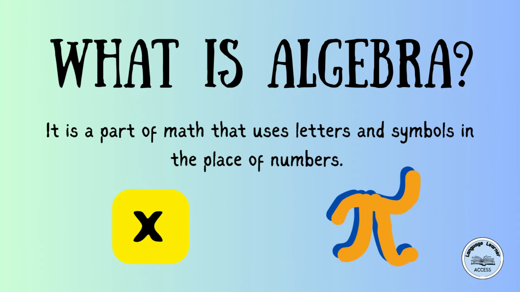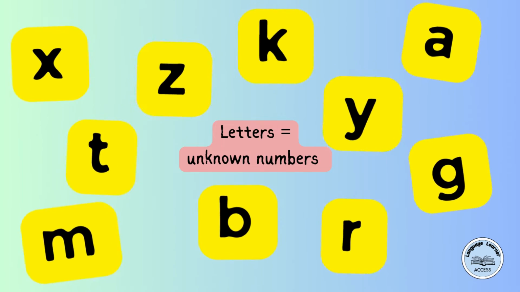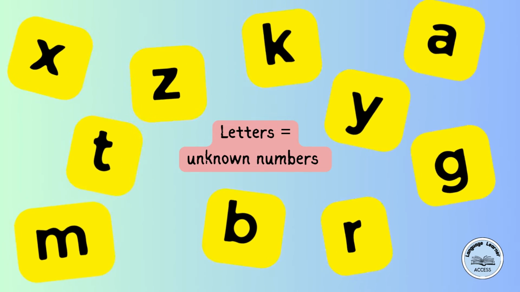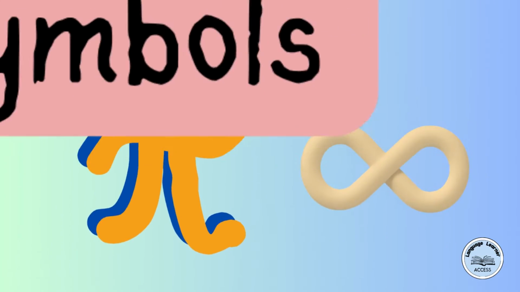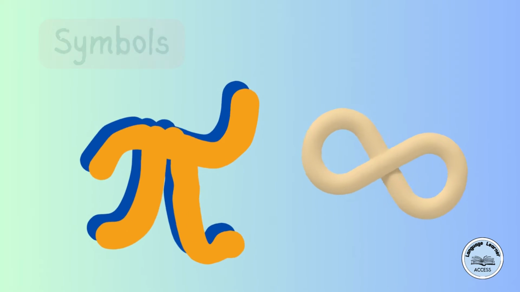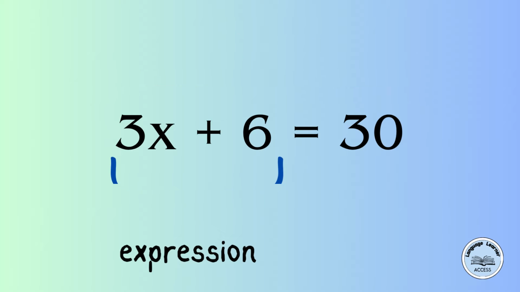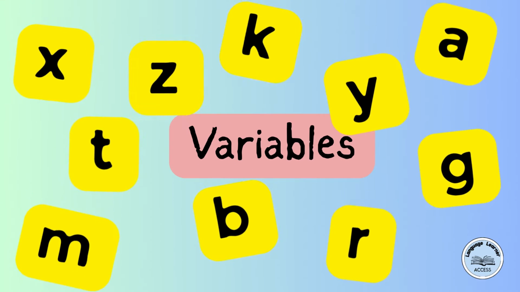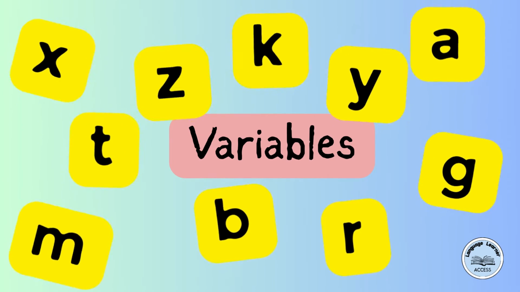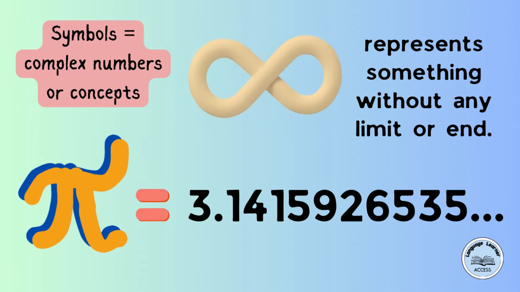To learn about order of operations, first we need to learn some algebra terms. Algebra uses letters x, y, z, etc., and sometimes symbols like pi and infinity, to represent numbers in equations and expressions. Letters, called variables in math, are used to represent numbers we don't know. Symbols are used to represent complex numbers.